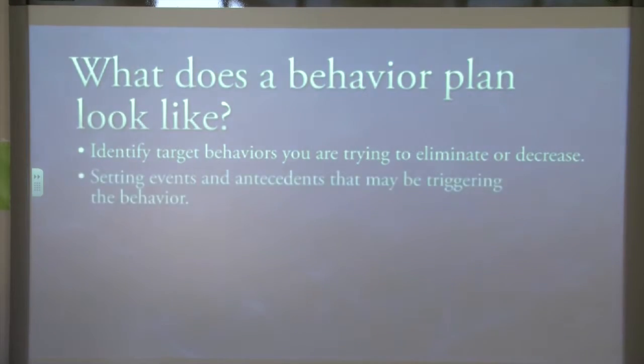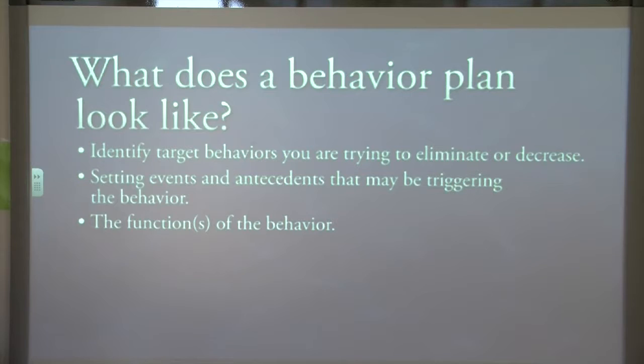Next, you will review your data from the FBA and determine the setting events and antecedent conditions that are triggering the behavior and list them in the plan so that everyone is aware of the triggers. Remember, there are two types of setting events, distant setting events and fast triggers. Then you will list out the function or functions controlling the behavior. This will guide you to appropriate interventions.